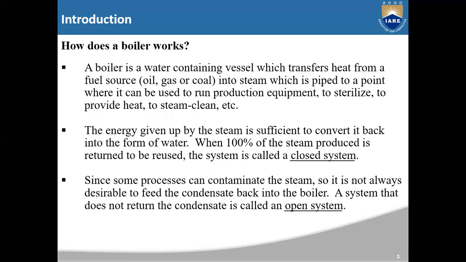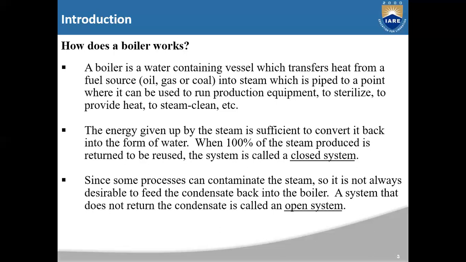When 100% of the steam produced is returned to be reused, that system is called a closed system. Since some processes can contaminate the steam, it is not always desirable to feed the condensate back into the boiler. A system that does not return the condensate is called an open system. So there are two types of systems in the boiler, open system and closed system, where the closed system deals with the reuse of the steam that is produced, with 100%. Let us discuss these systems.